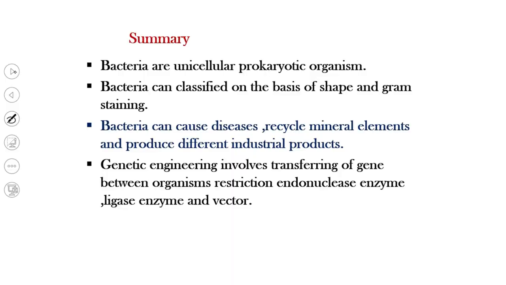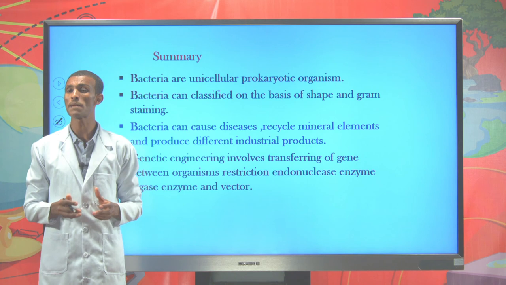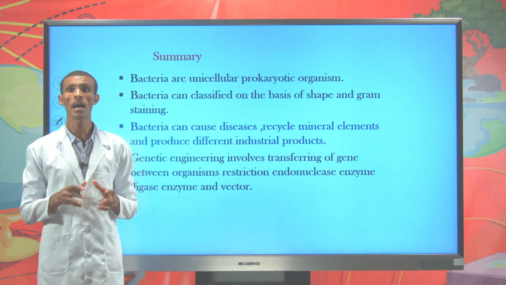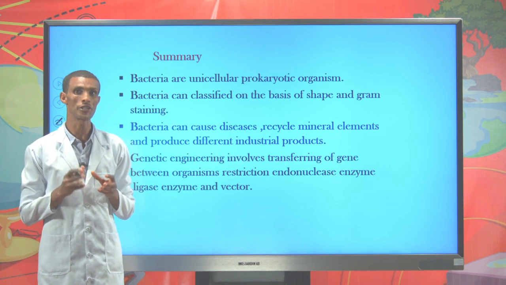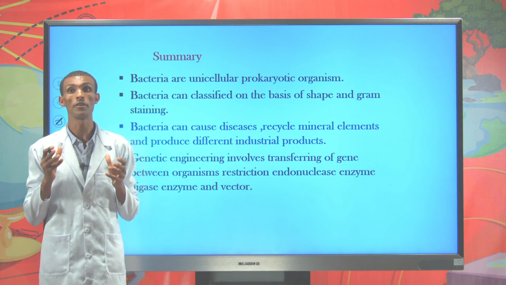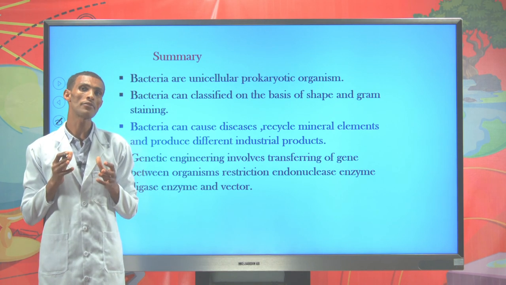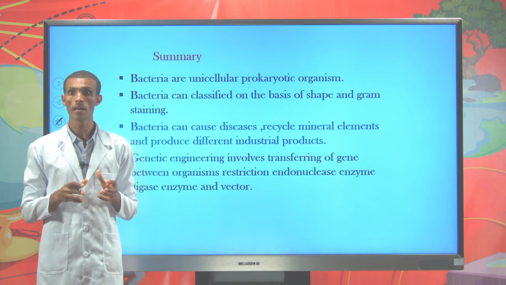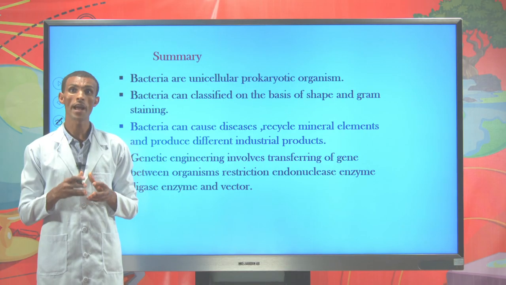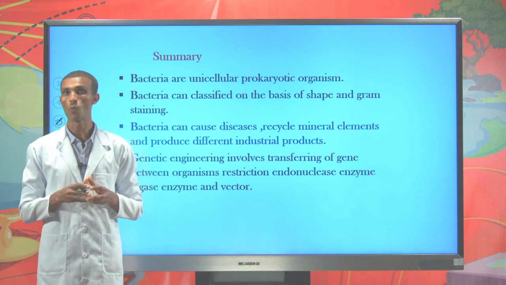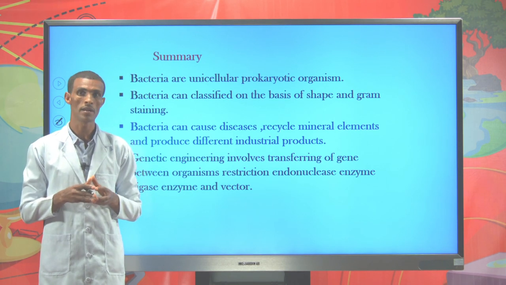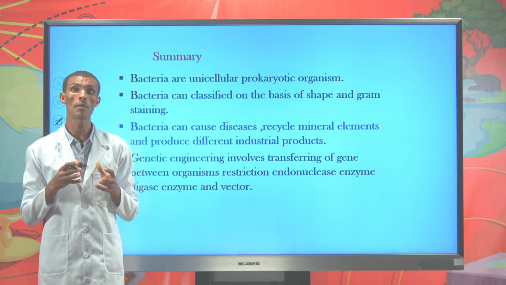Student, in today's lesson, we have seen that bacteria are prokaryotic organisms with no nuclear membrane. And again, we have seen that bacteria can be classified on the basis of their shape, and as gram negative as well as gram positive based on their differential staining. As well, we have seen the ecological advantages of bacteria in causing disease, recycling mineral elements, and industrial application. Finally, we have seen the process of genetic engineering, which can be carried out with the advancement of restriction endonuclease enzyme, ligase enzyme, and vector-oriented means. This is all about today's lesson.